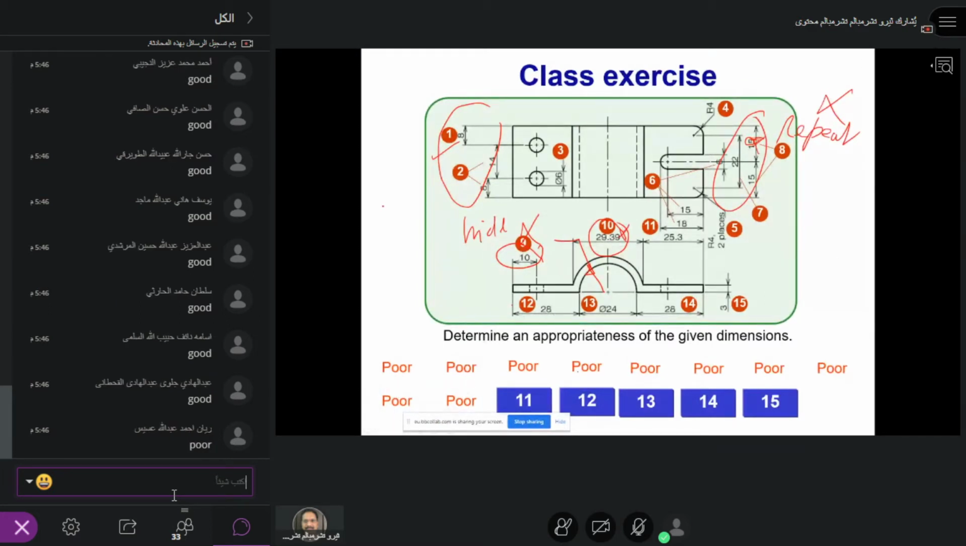What about 11? Which one is 11? Okay, 11 is poor also because this is an opening slot. You should give only the center, right? So here only he has to give those. This should also be poor.